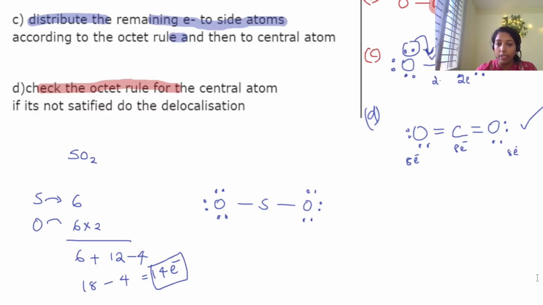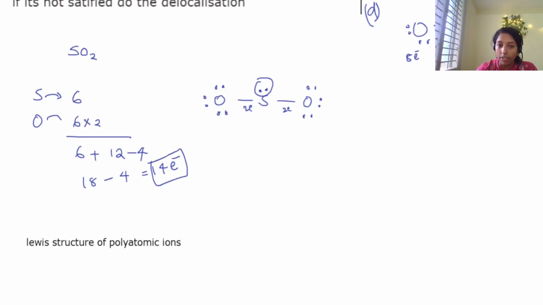We have 14 electrons, so definitely 2 more electrons are there. Those 2 more electrons we need to put on the central atom. Now see what happened. Sulfur has 2 electrons, and this is 2 electrons, and this is 2 electrons. So 2, 4, 6 electrons are there. So again, it's not satisfied. So we can do delocalization.